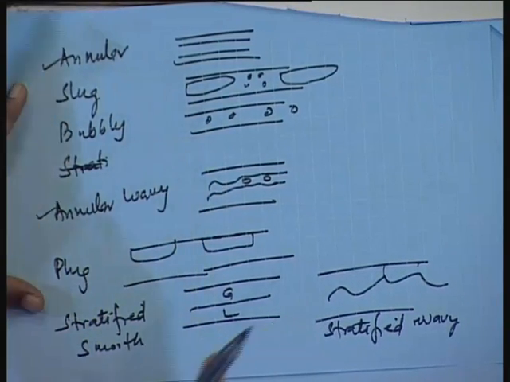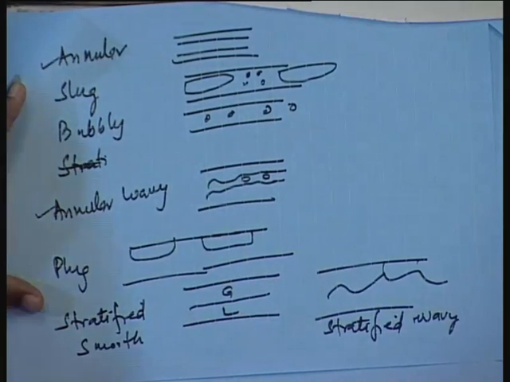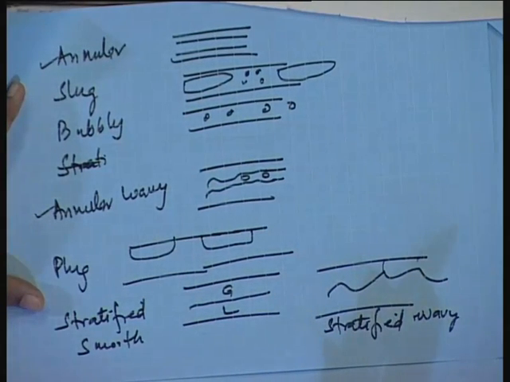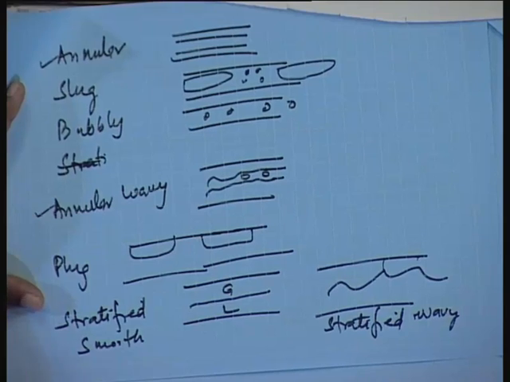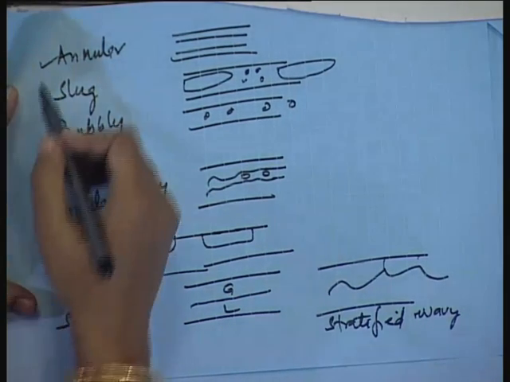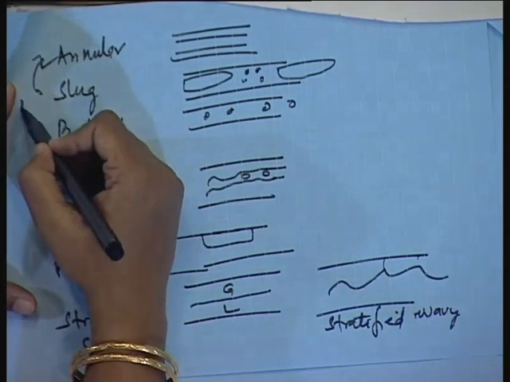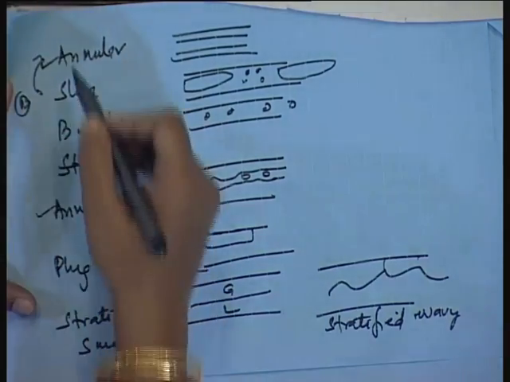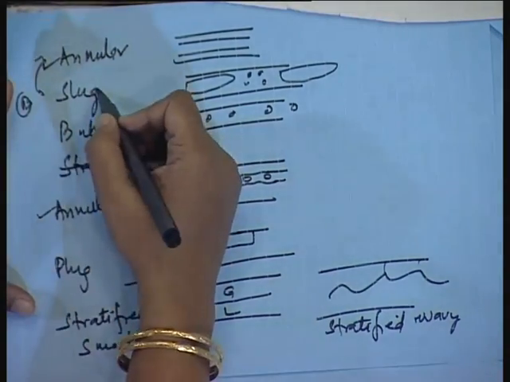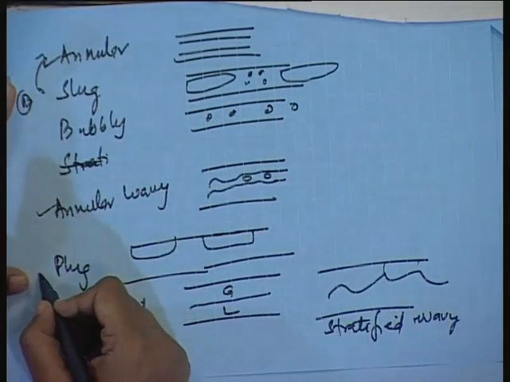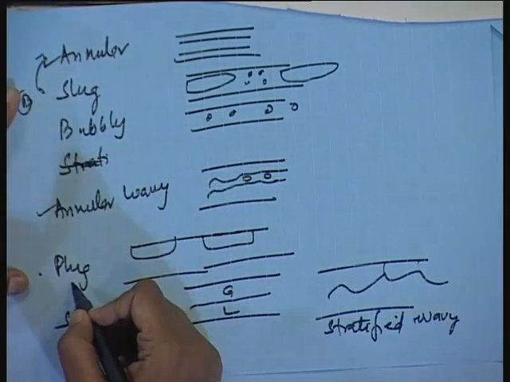When probe B gives you completely zero signal for the entire time, it is annular. When it gives sometimes zero, sometimes positive, again zero, then it is slug. So, to differentiate annular and slug, probe B is fine. Annular wavy, probe A has to be used. Again slug and plug, if you have to differentiate, then probe B is fine.